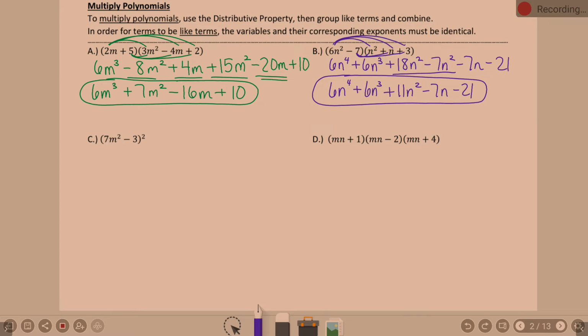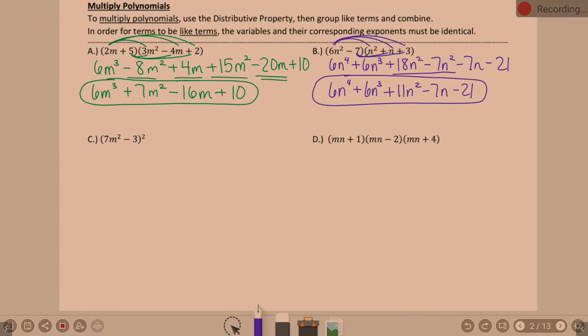Okay. Thoughts on C? It's (7m squared minus 3), quantity squared. Yeah, squared. What are you guys saying? Square root. The whole thing. I'm not going to square root. Square. Just -3 times -3, 7 squared. That's a good idea. You're going to be leaving some information out.